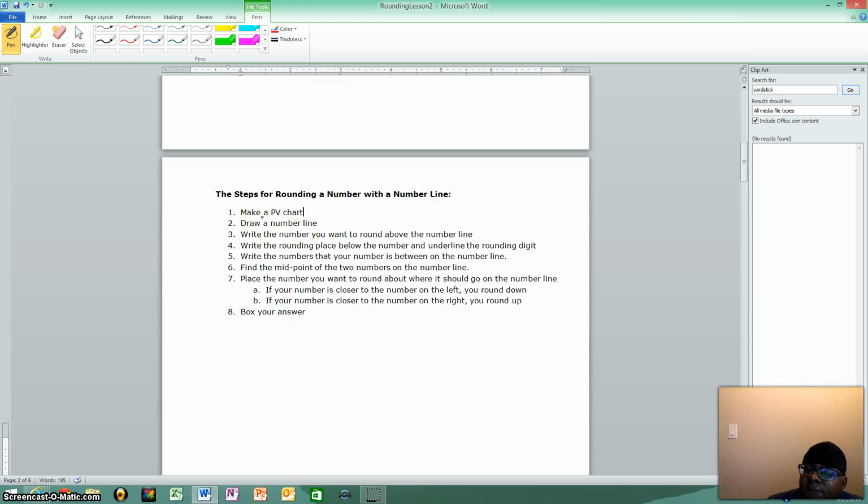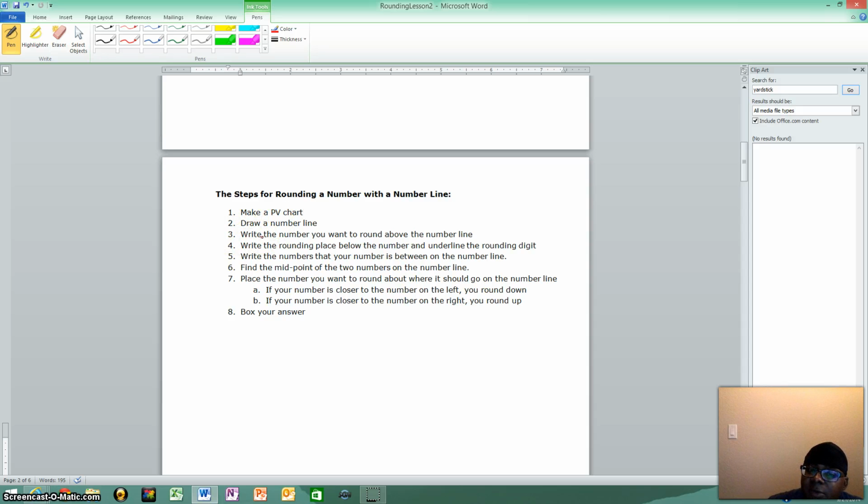Now the first thing we're going to do is make a place value chart. Remember, always make your place value chart when you're trying to find the place of a number. Every single time, make that place value chart, whether it's word form, expanded form, anything. Next, we're going to draw a number line.